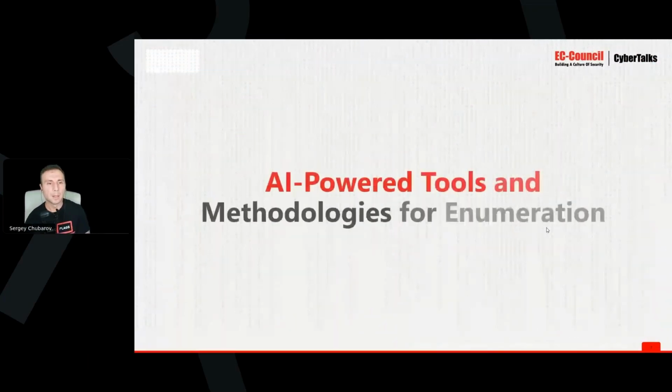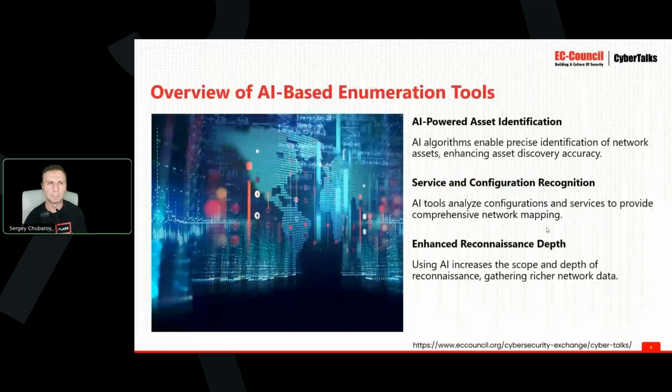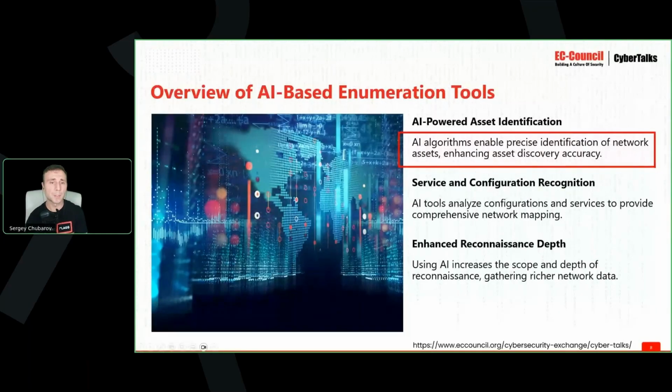Okay, so now let's take a look at the AI-powered tools and methodologies for enumeration. What kind of AI tools can we use? So AI-powered asset identification. AI algorithms can enable precise identification of network assets, and so it will allow us to find assets quicker, because manual enumeration is also fine, but when you do it with AI, it may just make it more scalable.